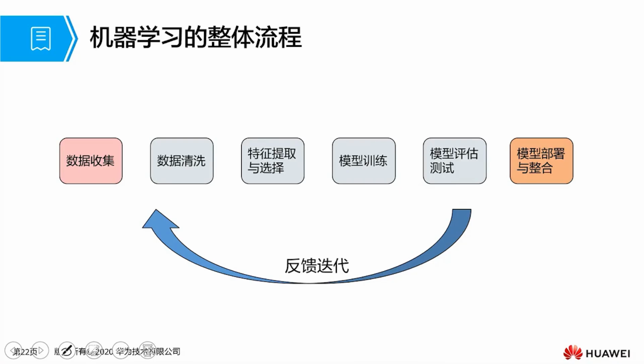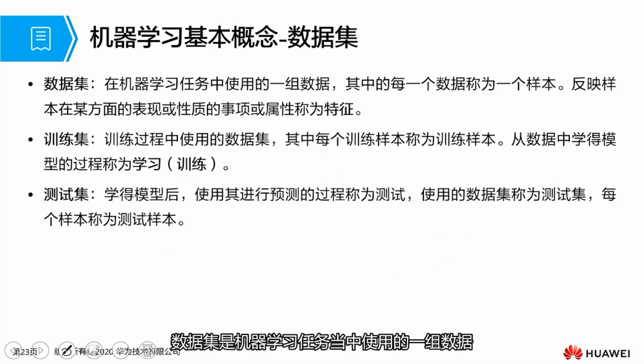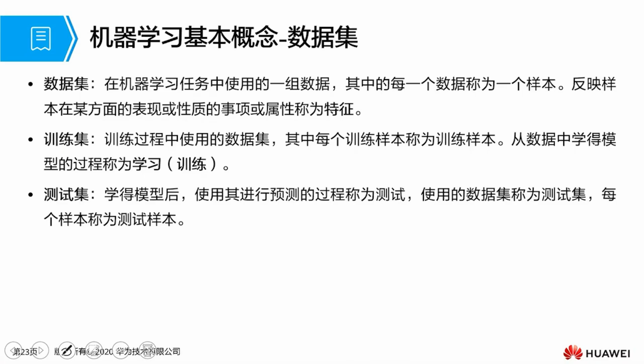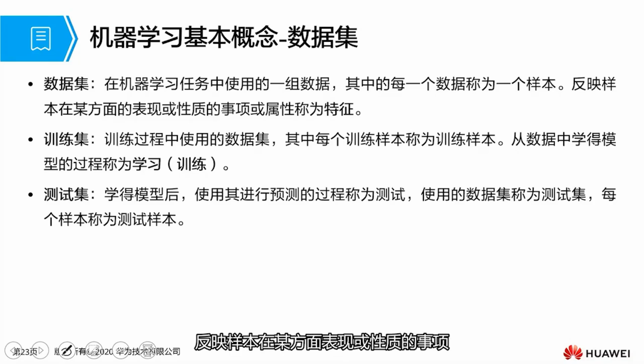First, let's take a look at the data set. What is a data set? A data set is a set of data used in machine learning tasks. Each piece of data is called a sample, reflecting issues related to the performance or characteristics of the sample. Or, in other words, these attributes are called features. So, what is a data set? The data set is the basket we obtained at the beginning, that pile of data. In the data, we refer to each attribute as a feature.